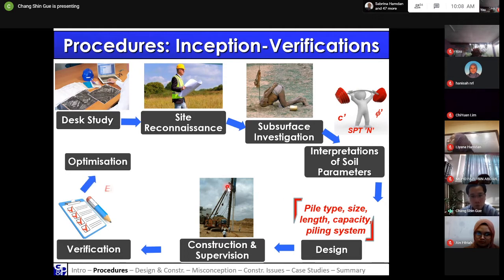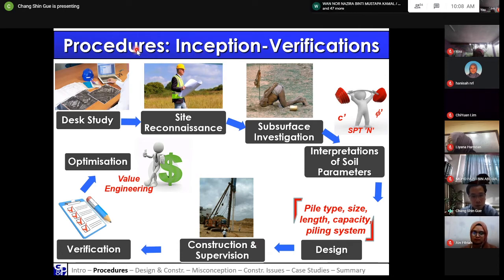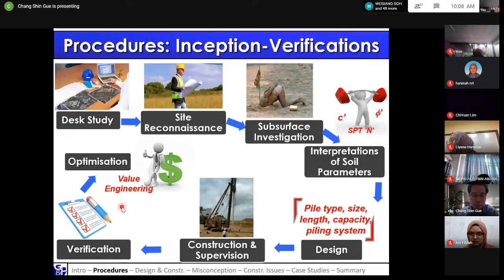And sometimes if you have instrumentation in your testing, you can do optimization. That's where value engineering comes in. So you can optimize your design further to save more money. So that's typically the entire picture of how a project is carried out from day to day in practice, all the way from desk study to verification and optimization.